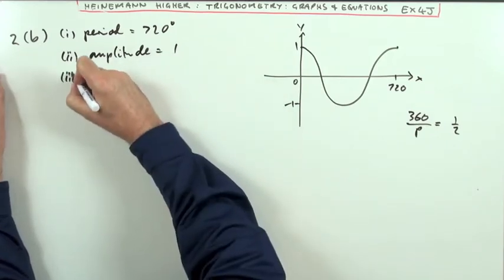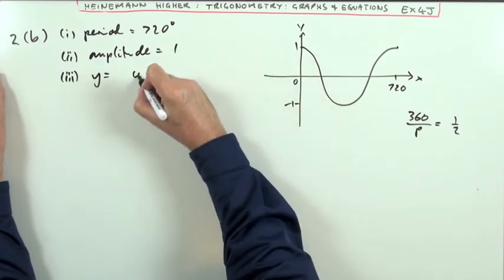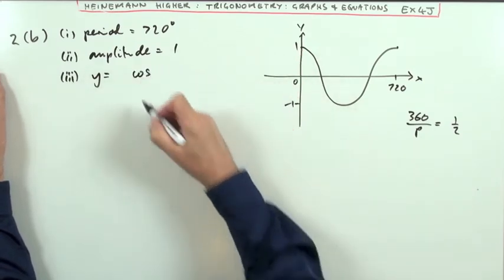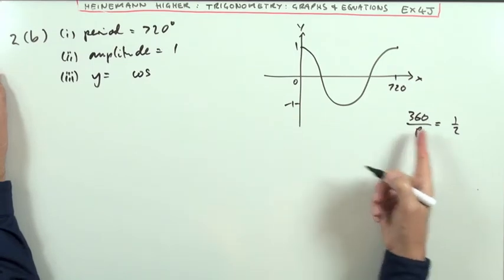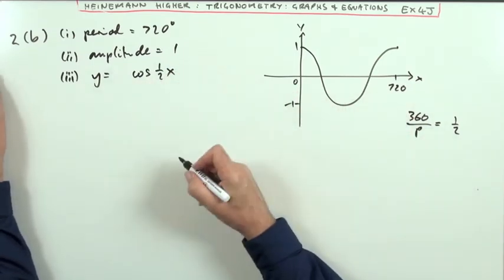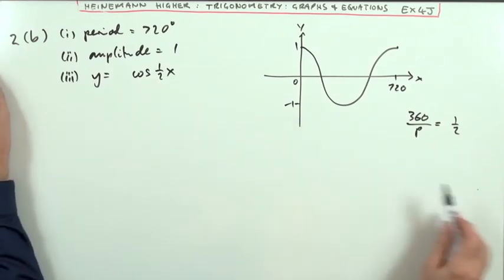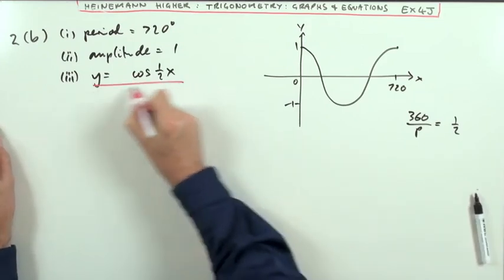And then for the third part, what is the function? It's a cos. Starts at the top, it's a cos. It goes up and down 1, so it's just 1 cos. It's got a frequency of a half, and it's not shifted up and down or sideways, so that's it. It's just y equals cos a half x. Well, that one was nice and easy.